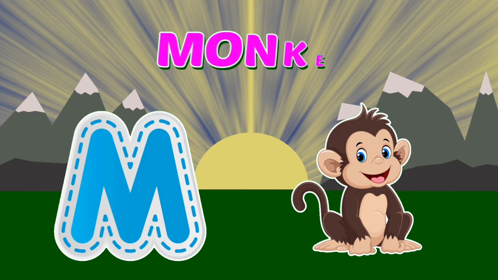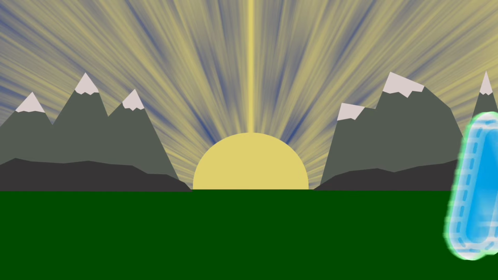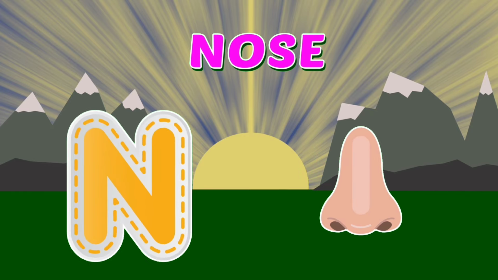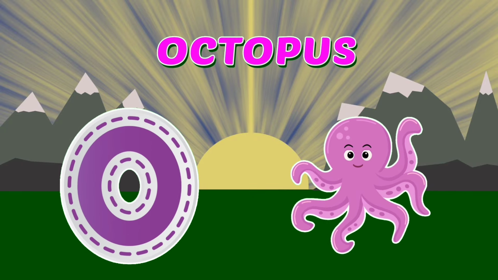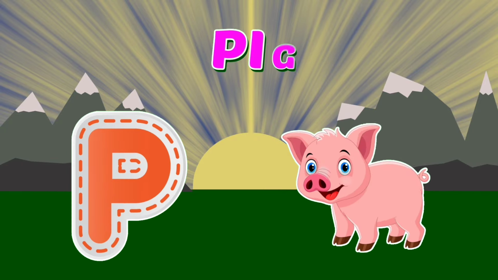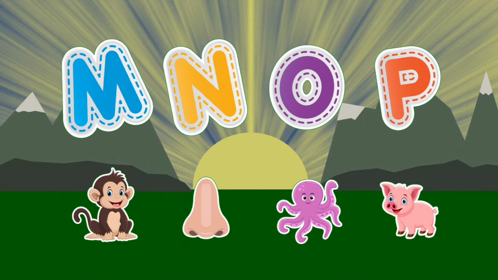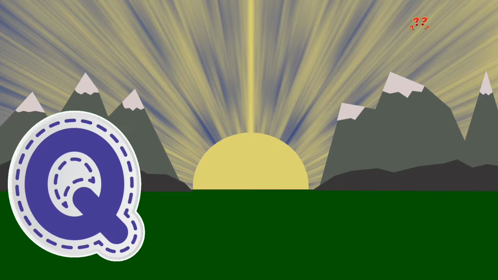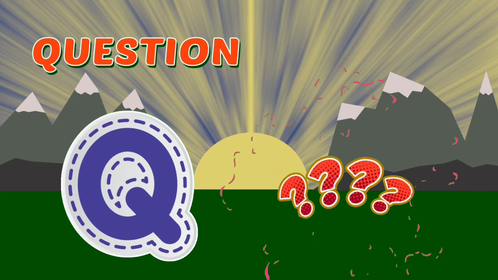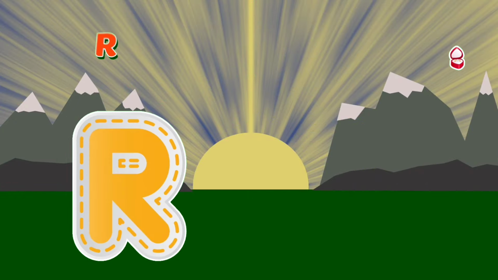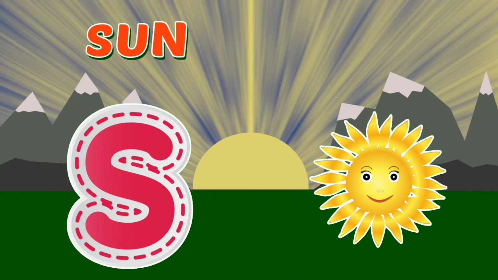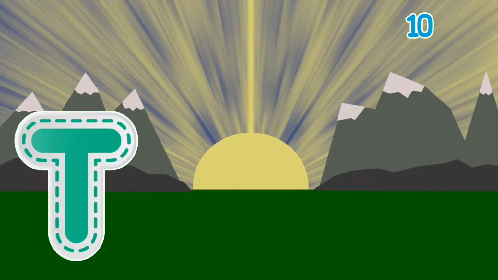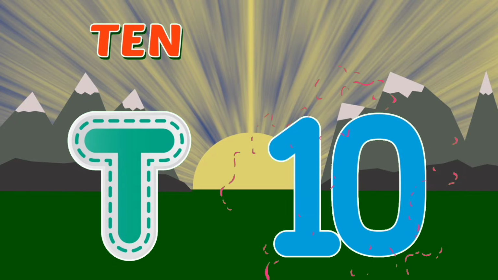M is for monkey, mm, monkey. N is for nose, nn, nose. O is for octopus, o, o, octopus. P is for big, p, p, big. Q is for question, q, q, question. R is for ring, r, r, ring. S is for sun, s, s, sun. T is for ten, t, t, ten.